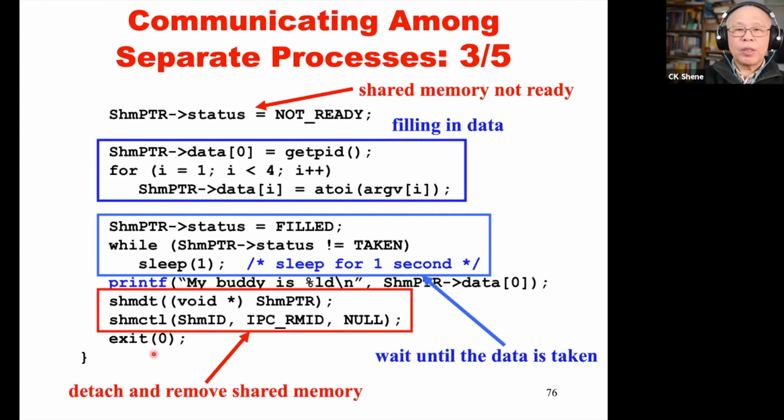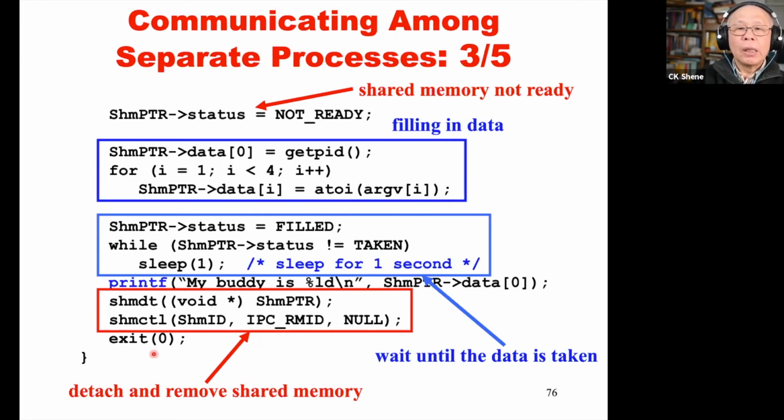So this program is very simple. It creates a shared memory, attaches it to its address space, and then sets the status to not ready. After that, the server program fills in the 4 data entries, with data 0 being the PID of the server. After filling all 4 entries, the status is changed to filled. Every second, the server program checks the status variable to see whether it's taken. If it's not taken, sleep for 1 more second.